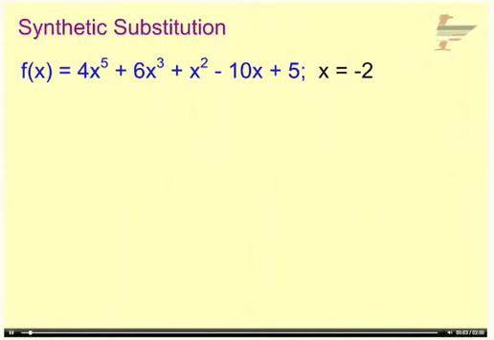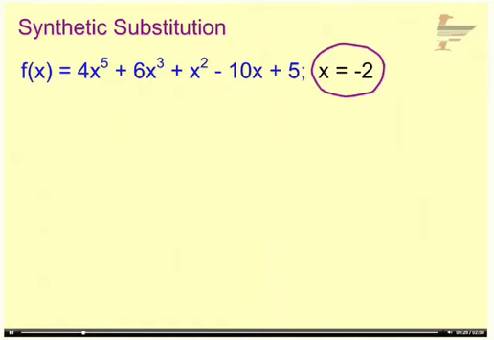Direct substitution is a nice way to figure out what is the value of the function when x is a negative 2. So direct substitution would have you plug in that negative 2, simplify to come up with your final answer. Synthetic looks a little bit different. Typically it's easier math to do, which makes it nice. So here's how we do synthetic.